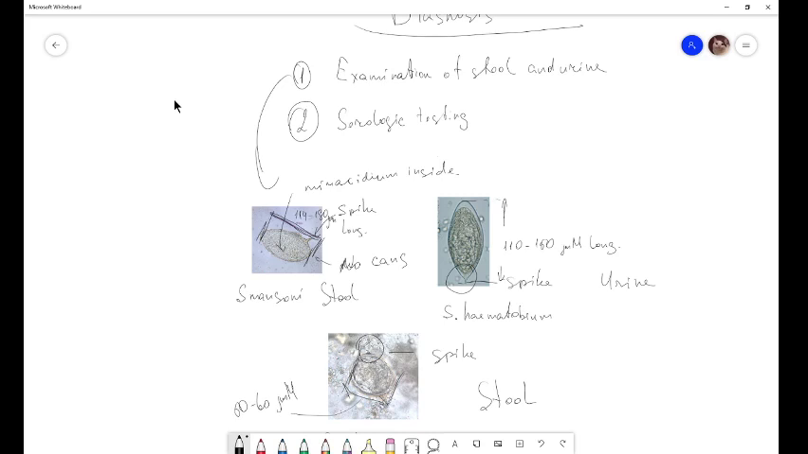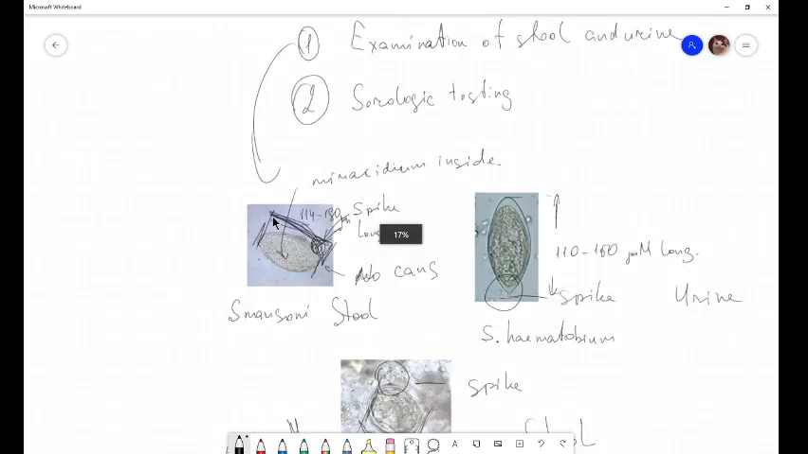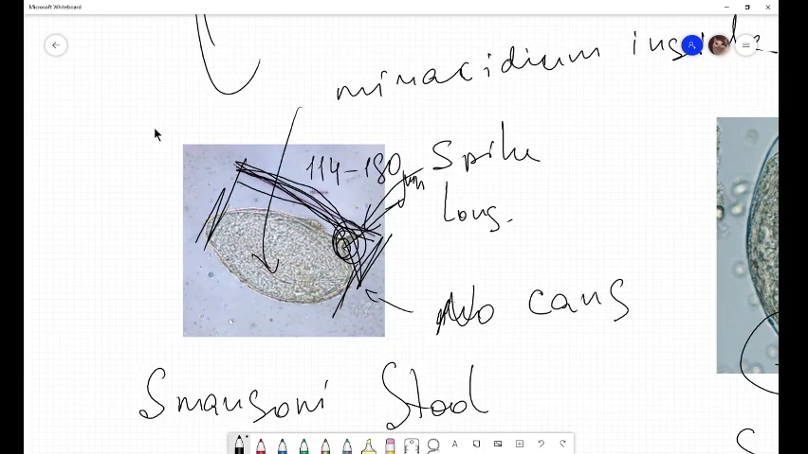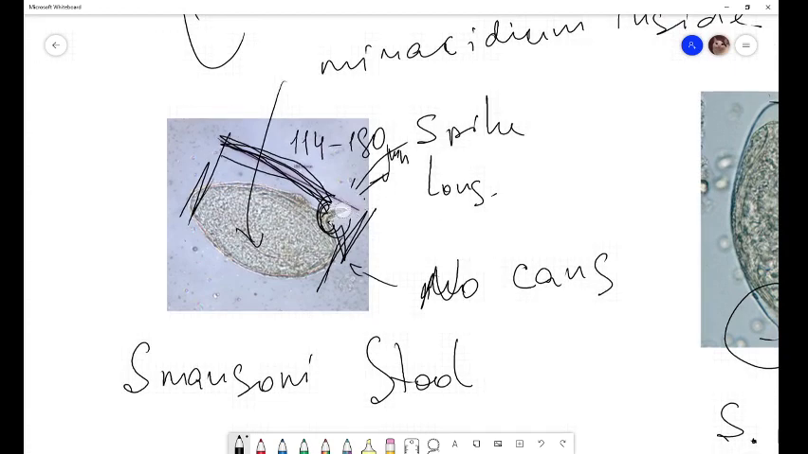Schistosoma mansoni has big eggs with a spike on one of the sides of the body. This is the spike. I make it bigger. Okay, and as you can see, eggs of Schistosoma mansoni have a lateral spike here, and they are large eggs, around 100 to 200 micrometers long. And as I said, you can find them in human stool.